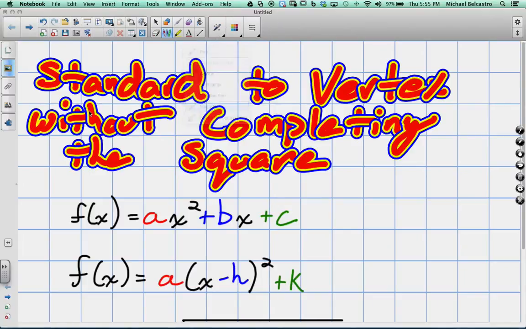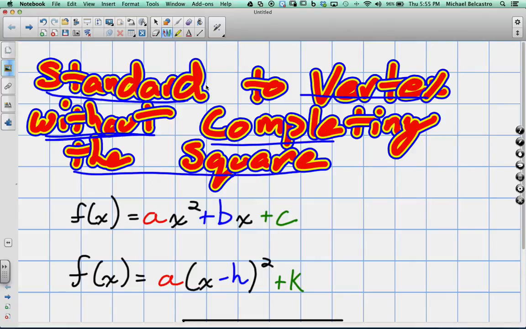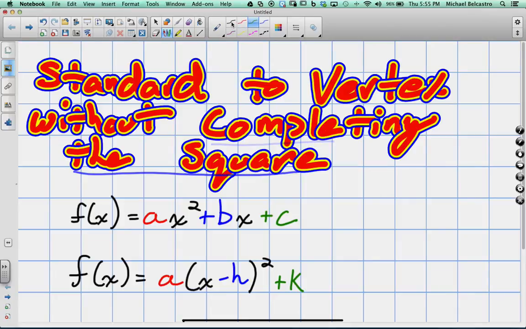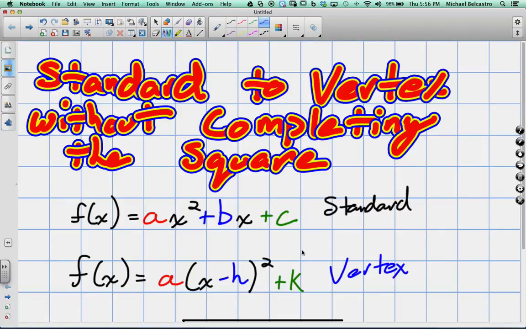Okay, we're going to look at going from standard to vertex form without completing the square, because completing the square is the most common way to do this, and it's kind of complex, so we're going to use a little formula instead. We have our two forms here. The first form is the standard form of a quadratic equation, and this is the vertex form. Normally we complete the square to go from standard to vertex, but we're going to do it without completing the square.